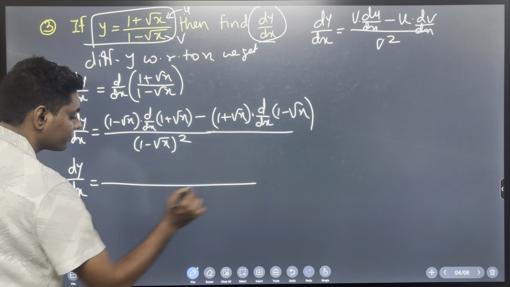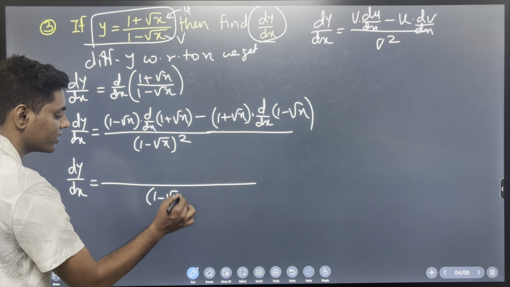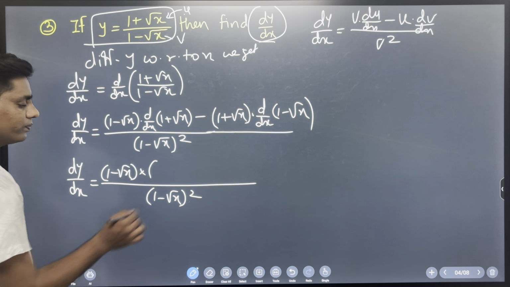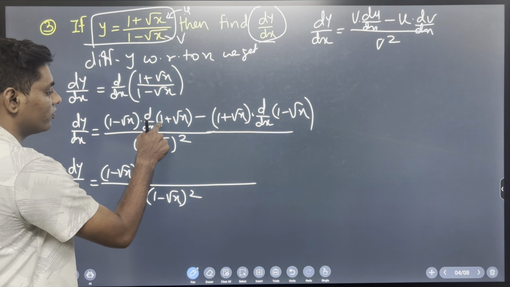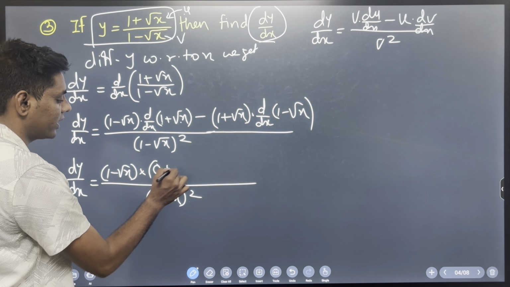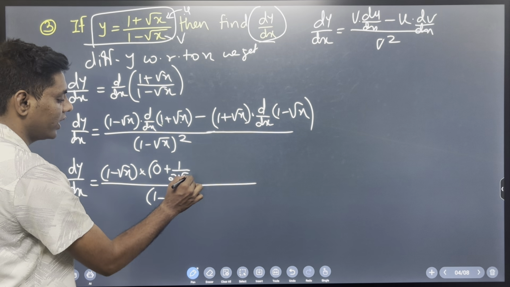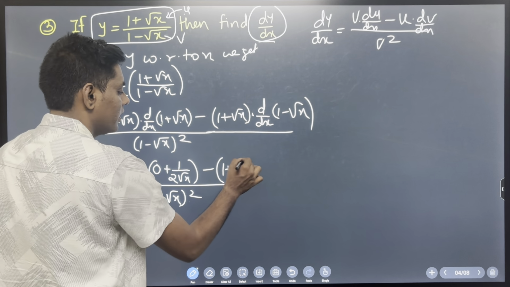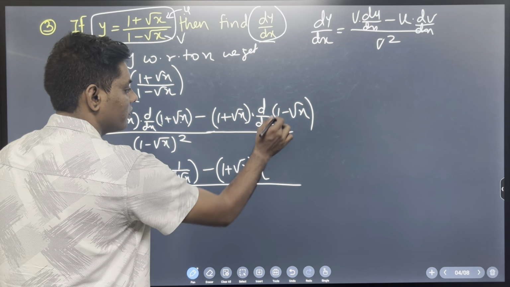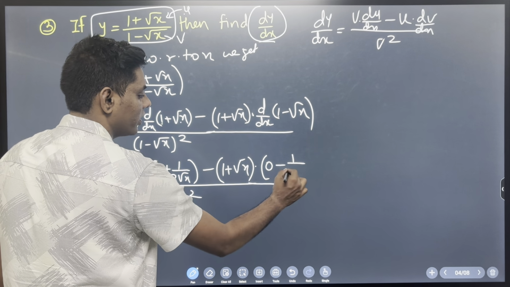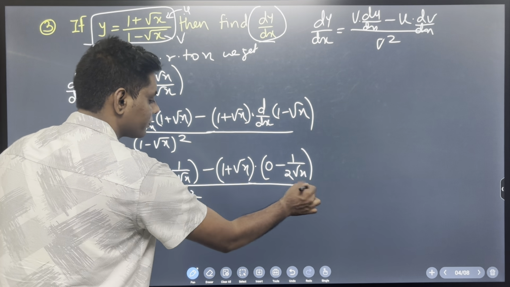So the denominator is the same as it is. Now here 1 minus root x as it is into the derivative of 1, the constant, having derivative 0, and the derivative of root x, that is 1 upon 2 root x, bracket complete, minus. So as it is 1 plus root x and the next derivative of 1 is 0 and the derivative of under root x is 1 upon 2 root x.